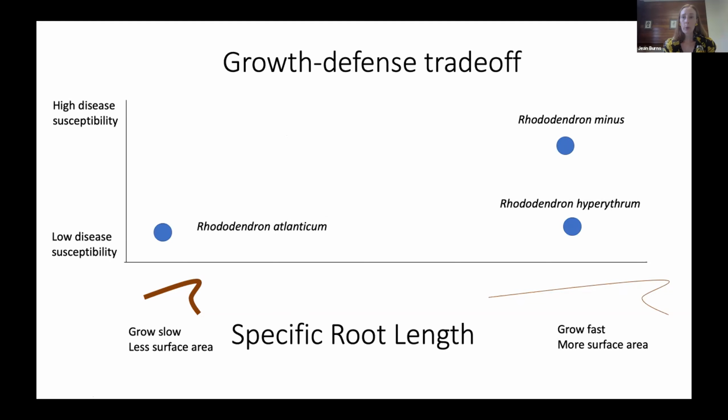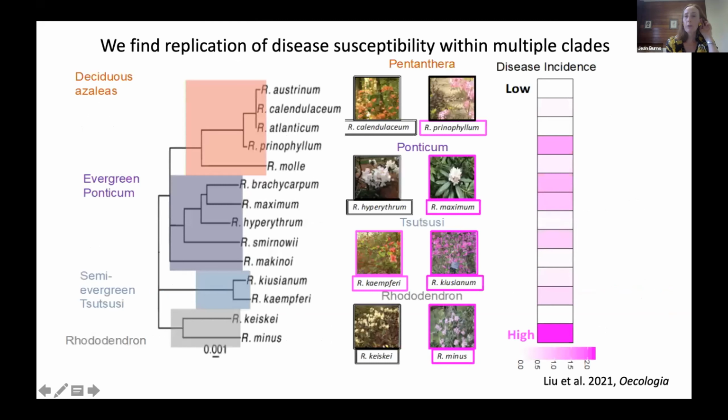So certainly a great deal more work needs to be done to fully understand growth-defense trade-offs and their extent and limits across rhododendron. But this is a really excellent study system for starting to address those questions. And I just want to return again to that theme that I've been telling you about all along, which is that there is replication of disease susceptibility within multiple groups, within multiple clades of rhododendron. So this is why I, as a scientist who likes phylogenies, get really geeked out about rhododendrons, because they are incredibly powerful.